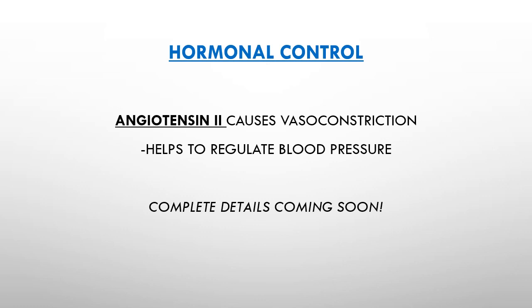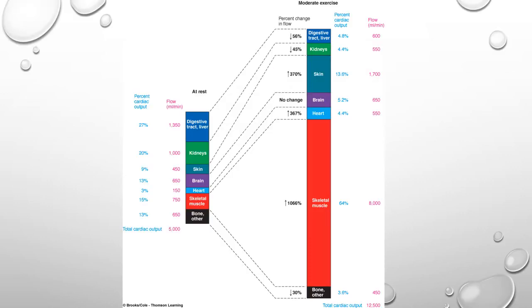On the hormone side of things, we have things like angiotensin II. This is going to cause vasoconstriction. This is going to help us in terms of regulating the blood pressure. We have things like aldosterone. All hormonal things we're going to talk about when we get into the endocrine system. So this is going to be coming soon to the class itself, and we'll start to talk about the endocrine system in further detail as far as other hormones that can help in this hormonal control as well.